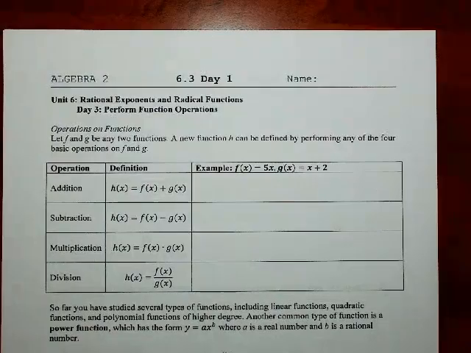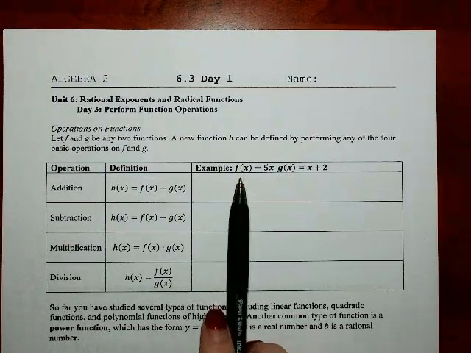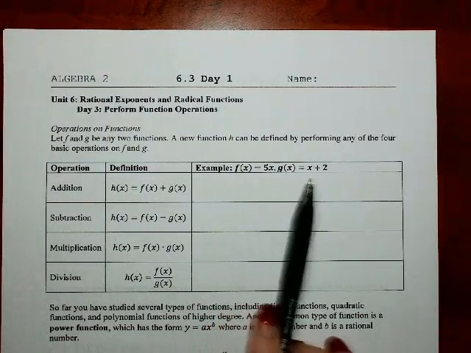Algebra 2, 6.3 Day 1, Perform Function Operations. So let f and g be any two functions. A new function h can be defined by performing any of the four basic operations on f and g. So addition, subtraction, multiplication, or division. So in our example, f of x is 5x and g of x is x plus 2.